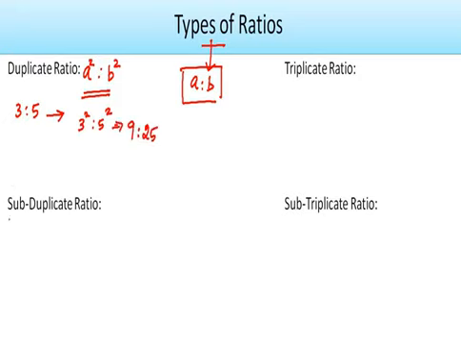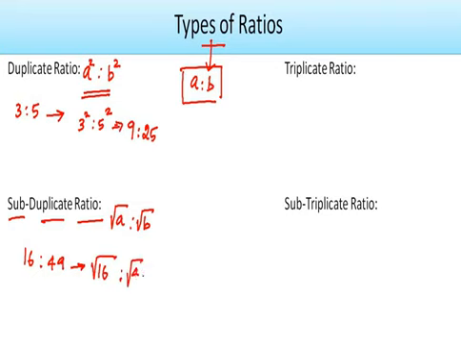Similarly, what is the sub-duplicate ratio? Very simple, just the opposite of duplicate ratio. We just need to find out the square root of both the individual terms. For example, if we have a ratio as 16 is to 49, what is going to be the sub-duplicate ratio for this? Just take a square root out of it. Square root of 16 is to square root of 49, which is basically 4 is to 7. That's it. Similarly, what is triplicate ratio?